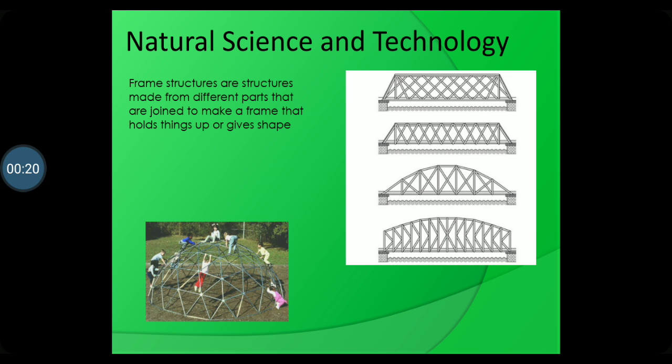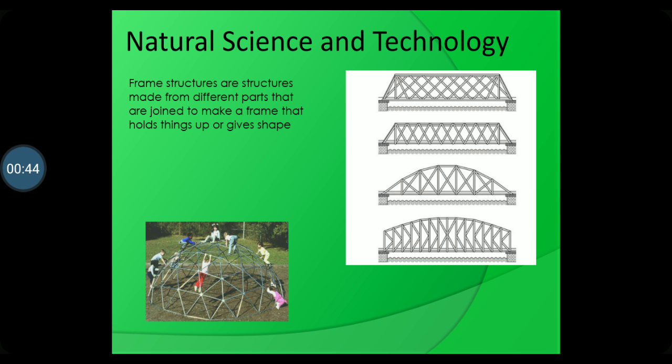Now frame structures are structures made from different parts that are joined to make a frame that holds things up or gives shape. Now, there are different ways in which materials can be made stronger. You learned about hollow pillars and struts in topic 8. Struts can be joined into different shapes to make strong frame structures. Frame structures are structures that are made out of a framework or strong materials.